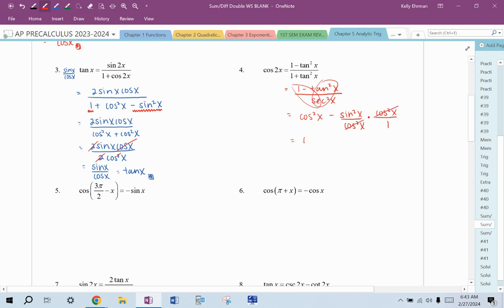Those cosine squareds cancel out, and we're left with cosine squared x minus sine squared x. And that is our definition of cosine of 2x. That's the double angle formula for cosine of 2x.